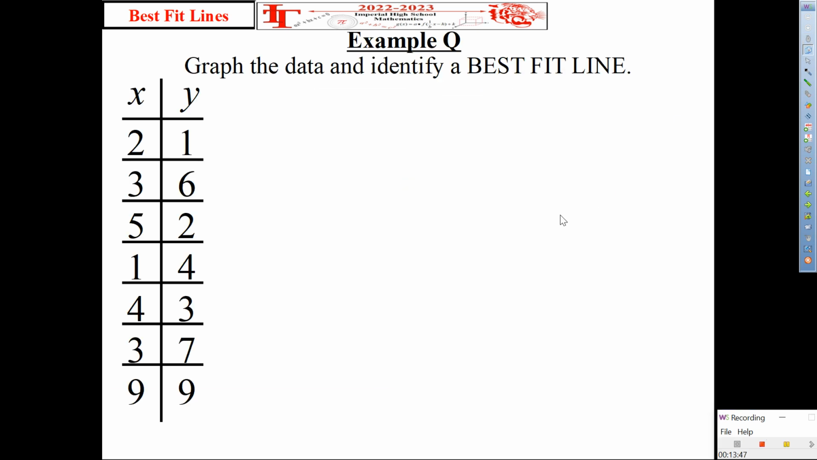It says graph the data and identify a best fit line. And they give us a table, X and Y. For X, we got 2, 3, 5, 1, 4, 3, 9. And for Y, we got 1, 6, 2, 4, 3, 7, 9.